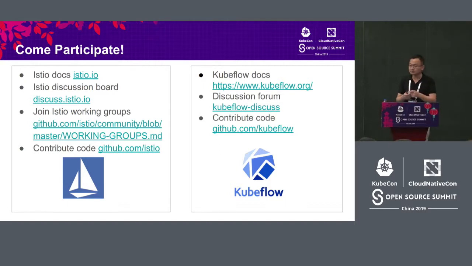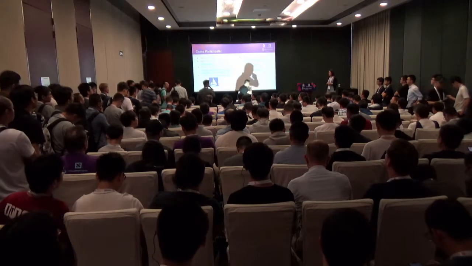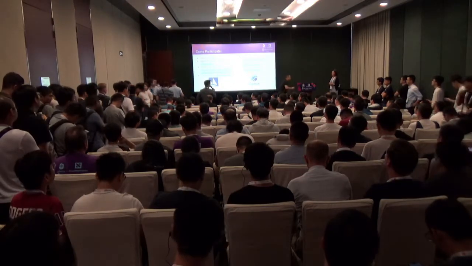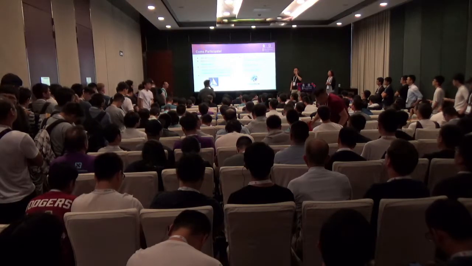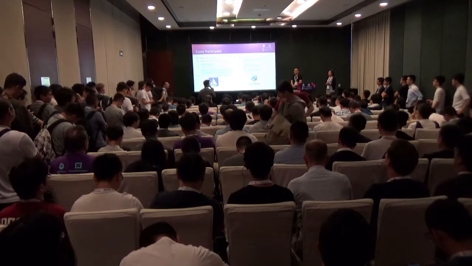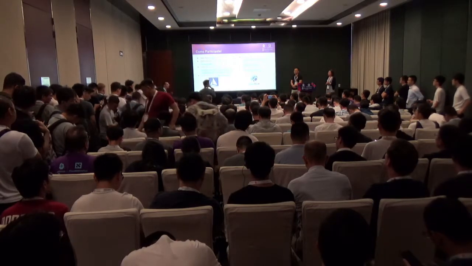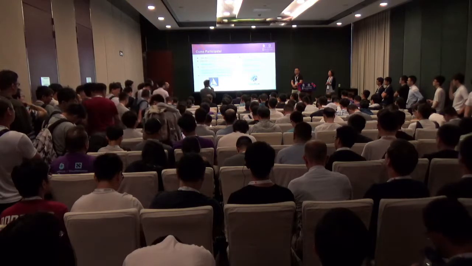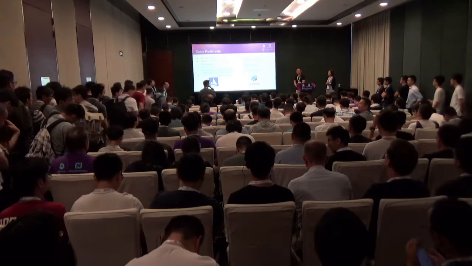Hello, thanks for sharing all this. I just want to know how Istio and Kubeflow are running in Google's production, and what is the scale of usage? Are they all running using this, or how is this used in production?